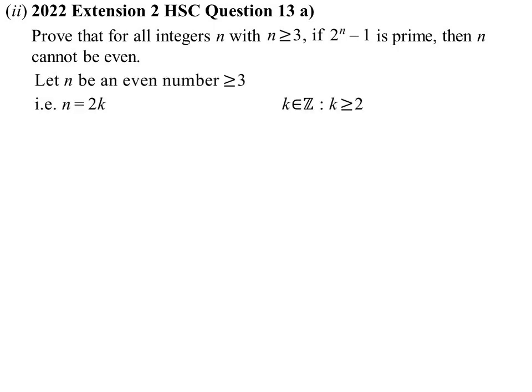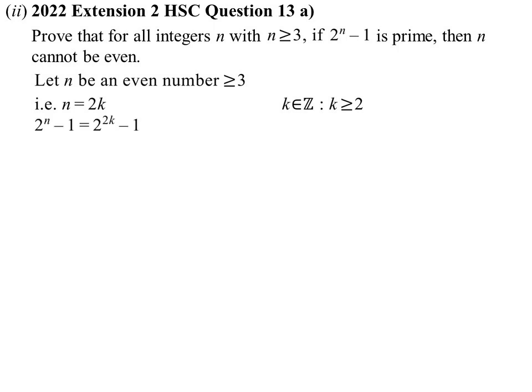So I'm going to let n be an even number. And we want to negate it. We're saying, well, n is actually going to be an even number, but it's going to be bigger than or equal to 3. So n is equal to 2k, but if it's bigger than or equal to 3, k would have to be bigger than or equal to 2. 4 would be the smallest even number we're dealing with here.